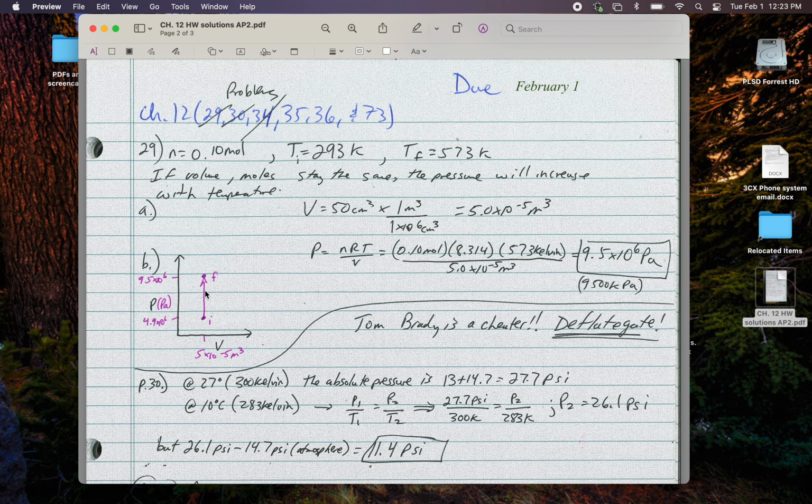Okay, next one's problem 30. So it has a football player inflated in the locker room before the game. The air warms as it's pumped. So it enters the ball at a temperature of 27 Celsius. The ball is inflated at gauge pressure of 13 psi and used to play in 10 degrees Celsius. So once the ball cools, what's the pressure?